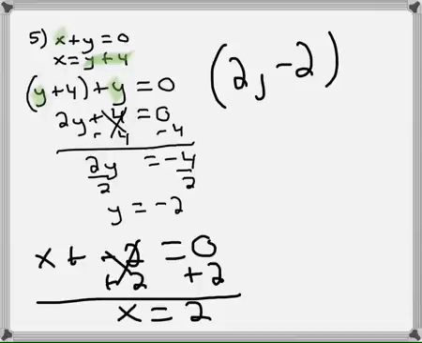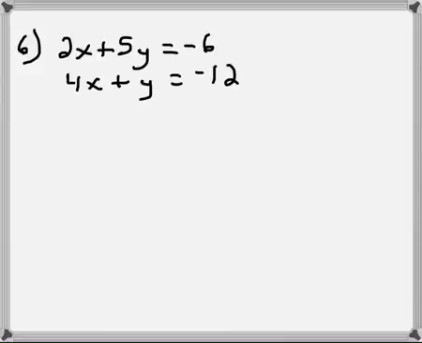Copy down problem number 6. Okay, I'm hoping that you're realizing that you're going to have to use elimination because both of these equations are in standard form. This is not a hallelujah problem. So what number could I multiply one of the equations by in order to cause the x's or the y's to zero out?